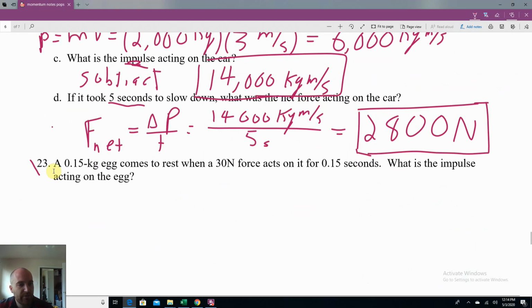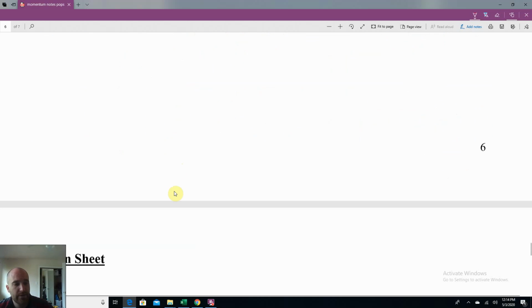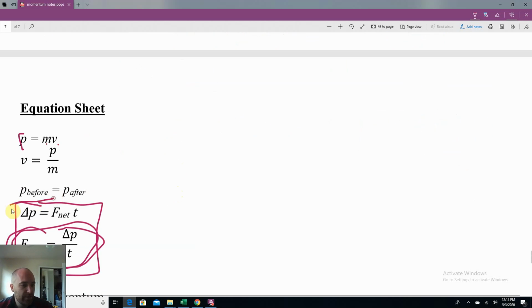Last up, a 0.15 kilogram egg comes to rest when a 30 Newton force acts on it for 0.15 seconds. What is the impulse acting on the egg? Remember, impulse is another word for change in momentum. That's what it means. And if you remember that, that's the hard part. Because let's look at the equations and find one for change in momentum. I think this one's a good fit right here.